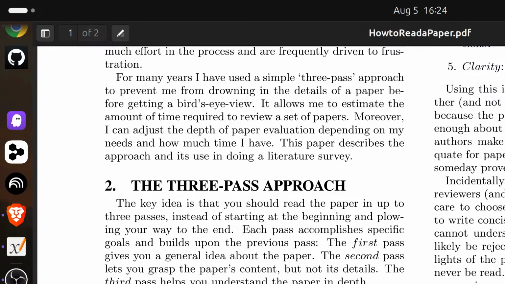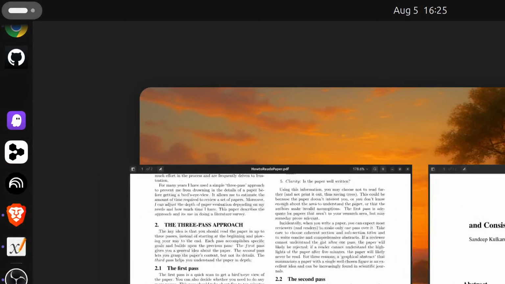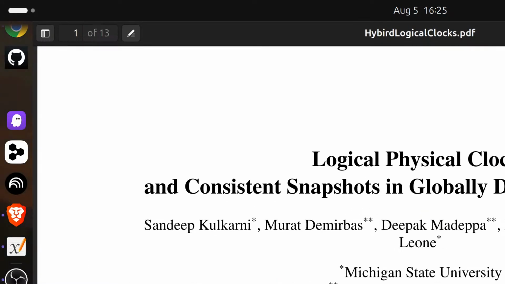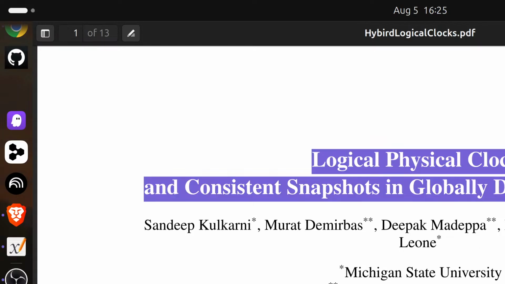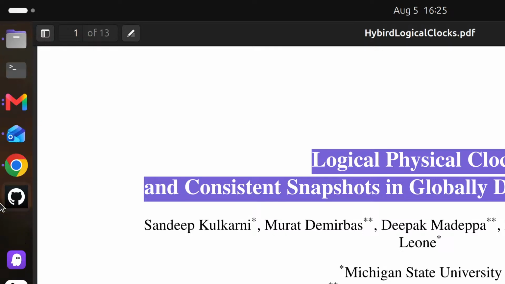Okay, let's start reading this paper, guys. So first paper is on how to read papers. Then we will go to the real paper, which is logical physical clocks.